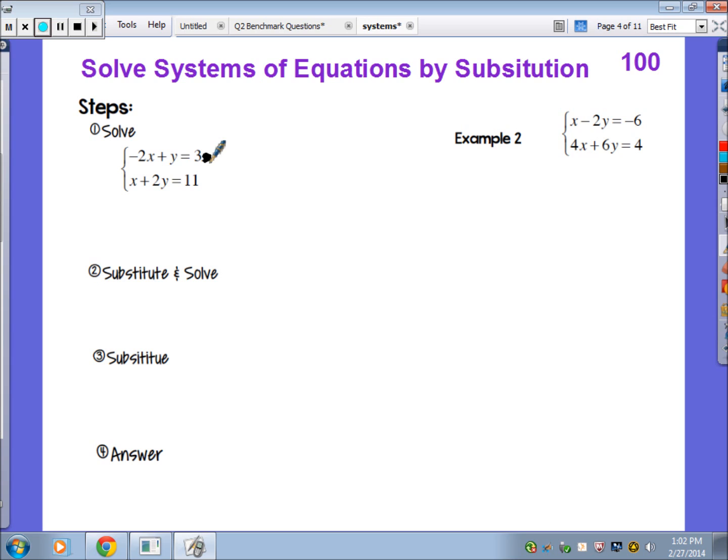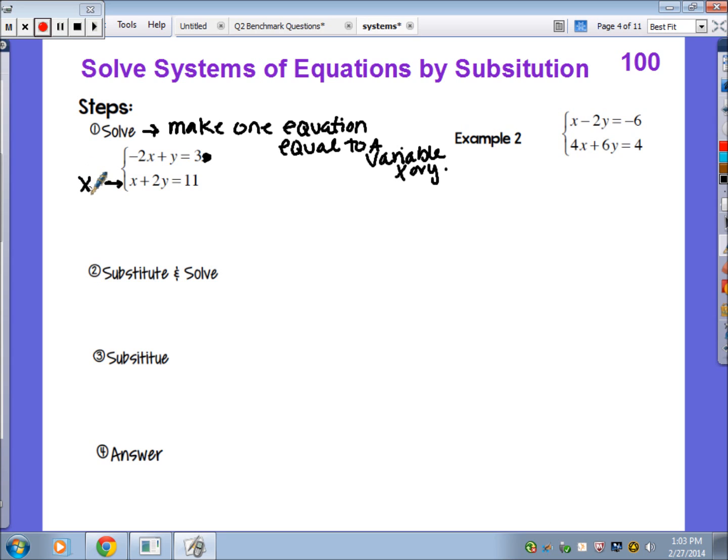It says solve. We're going to write: make one equation equal to a variable. It can be x or y. This is where it becomes one of those situations where everyone's going to do it differently. For the sake of the example, we're going to solve the second one for x, because all we have to do is subtract 2y from both sides.